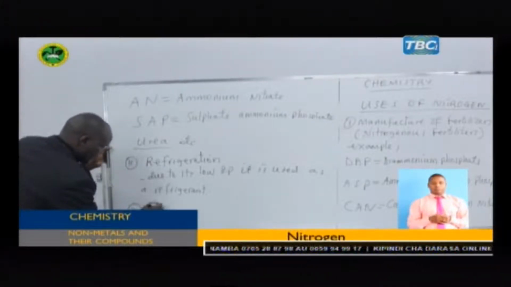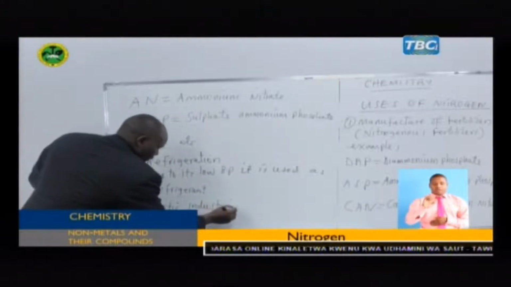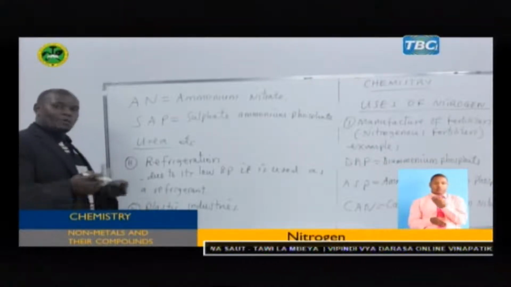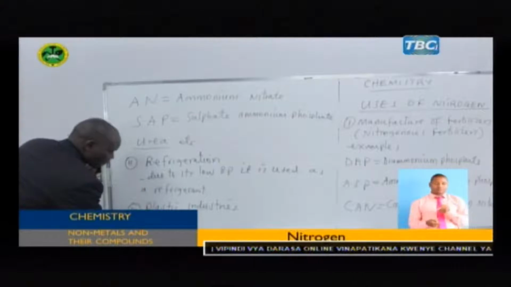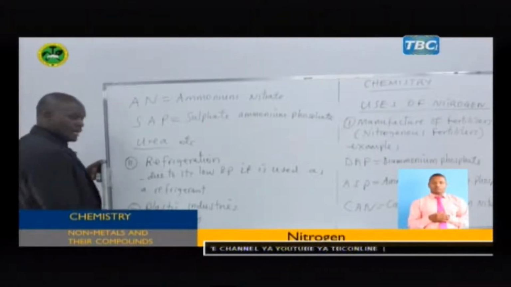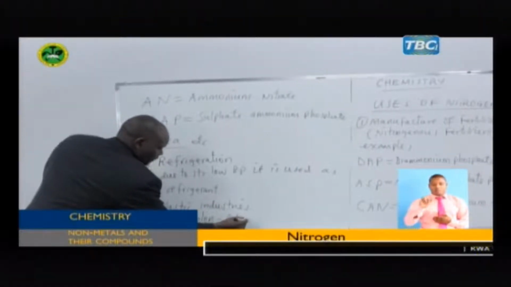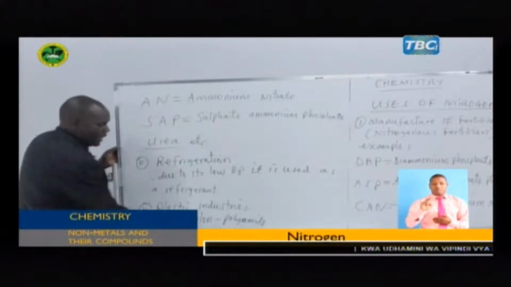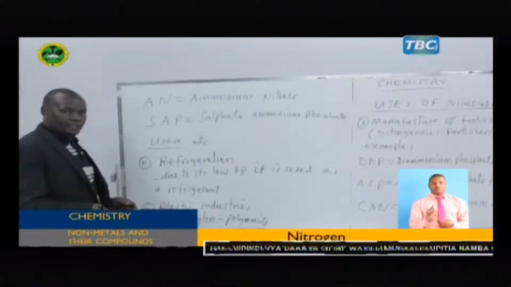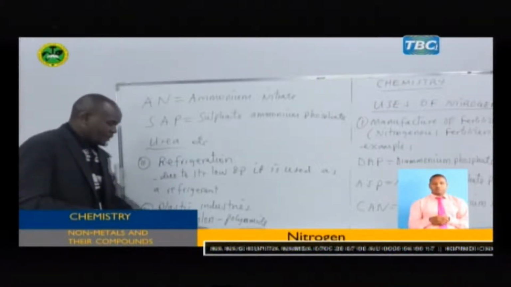Apart from refrigeration, nitrogen is also used in the plastic industry, specifically in the synthesis of nylon. Nylon is a polyamide. A polyamide is a polymer made up of monomers known as amides that combine together to form the polyamide.